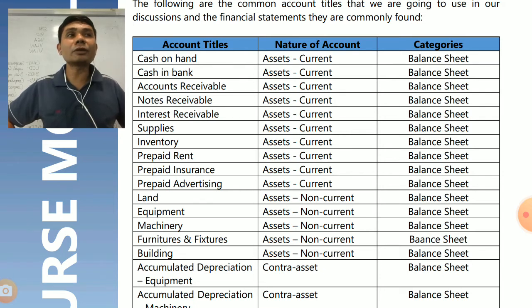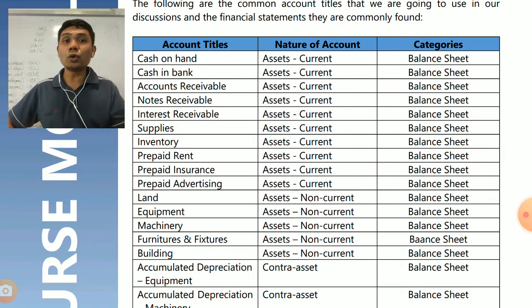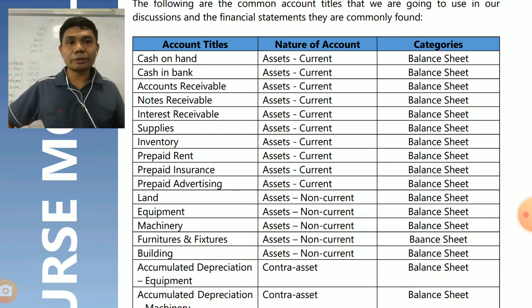Next, cash in bank. That is the cash you deposited in the bank, still a current asset. Accounts receivable are amounts to be collected. For example, your business is a bake shop and someone bought bread on credit, and they will pay you later. You recognize accounts receivable, from the word receivable, meaning to be received. And that is an asset.